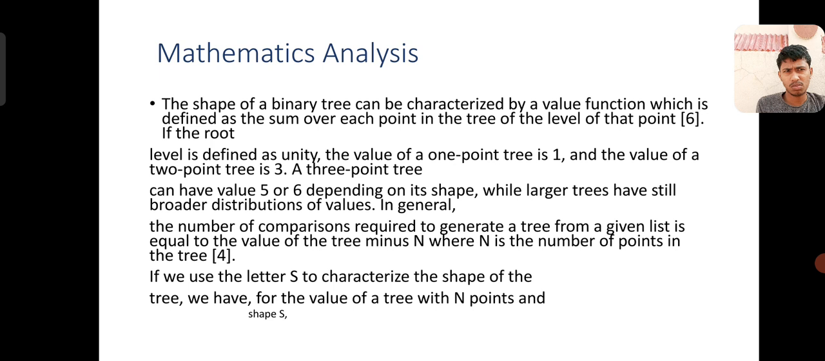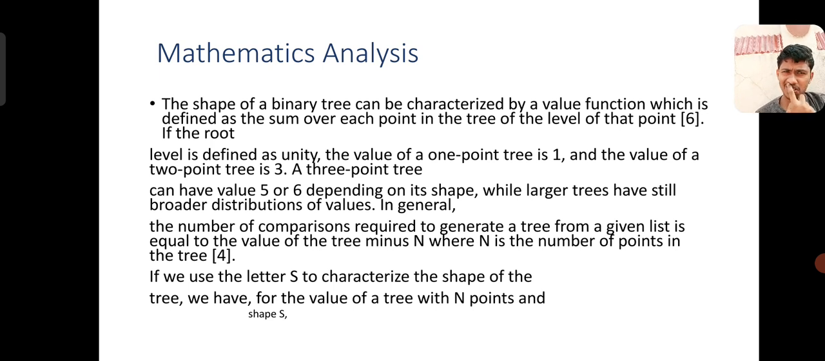Mathematical analysis: the shape of the tree can be characterized by the value of each tree, defined as the sum over each point of the tree of the level of that point. The value of a tree with 1 point is 1, and the value of a tree with 2 points is 3. A tree with 3 points can have the value 5 or 6 depending on its shape, while larger trees have still moderate distributions of values in general. The number of comparisons required to sort a given list equals the value of the tree V(n), where n is the number of points.